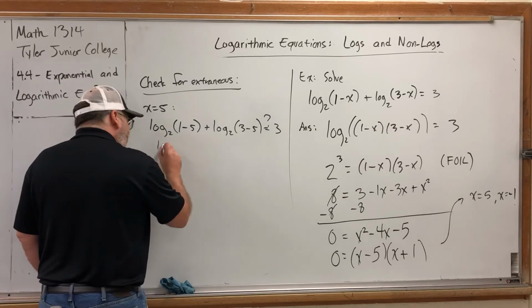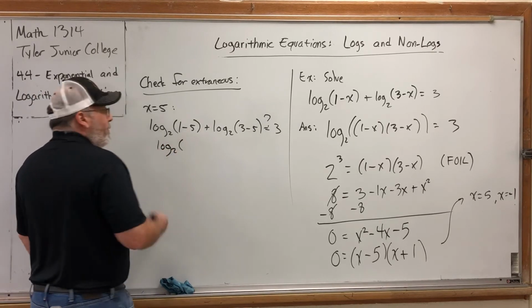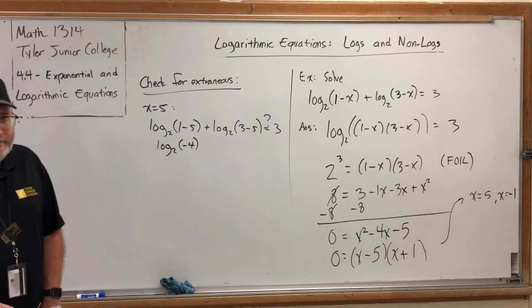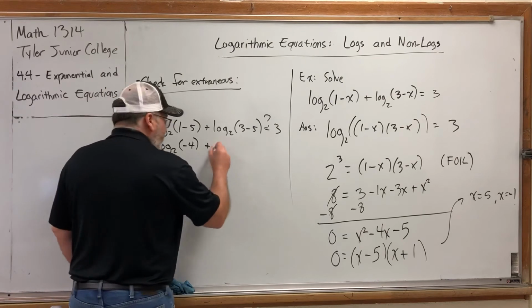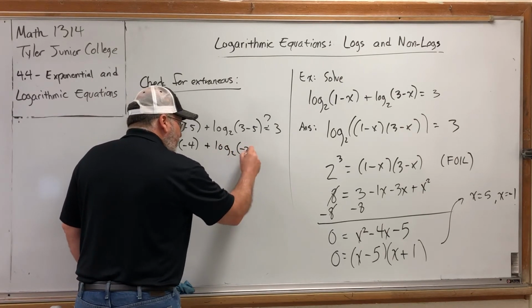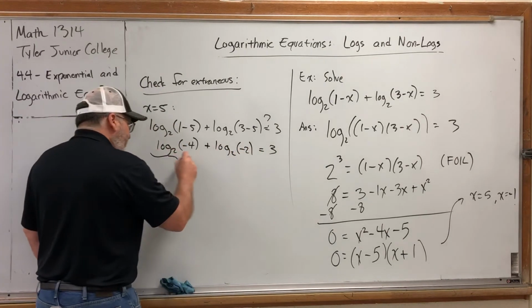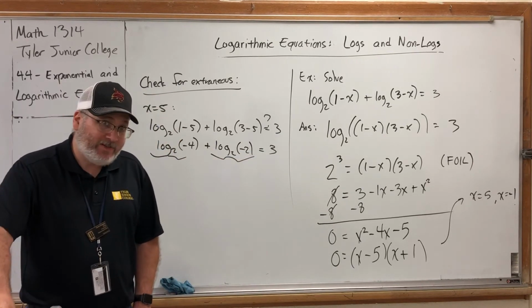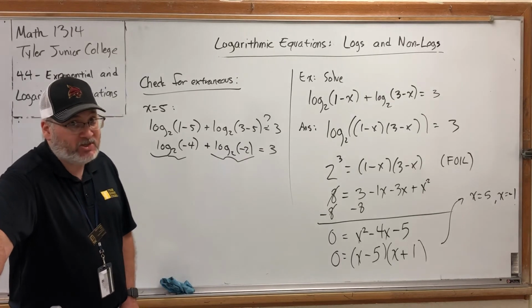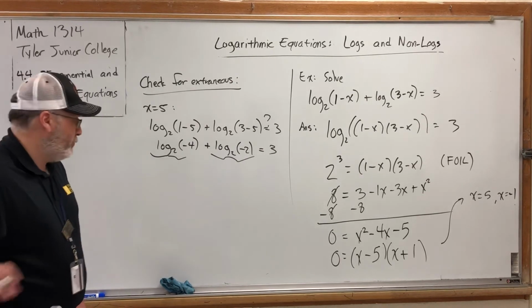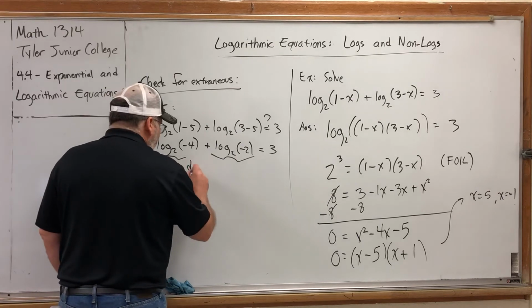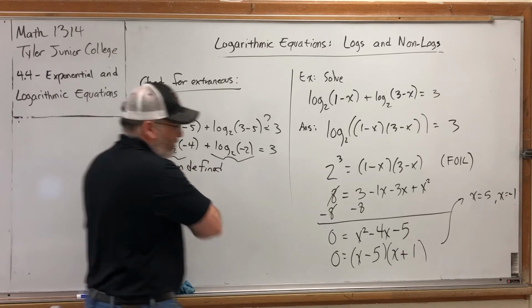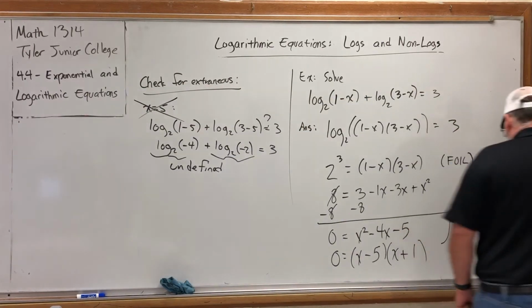It doesn't take long to realize this is going to come to a screeching halt, because the first log becomes log base 2 of negative 4, and at this point it's over. The other log is also negative, log base 2 of negative 2. Both of these, I don't want to say that they're undefined because they do have an answer. It happens to be complex, but for the purposes of college algebra, we will say that both of these are undefined. That means 5 is bad, it's an extraneous solution, get out of here.